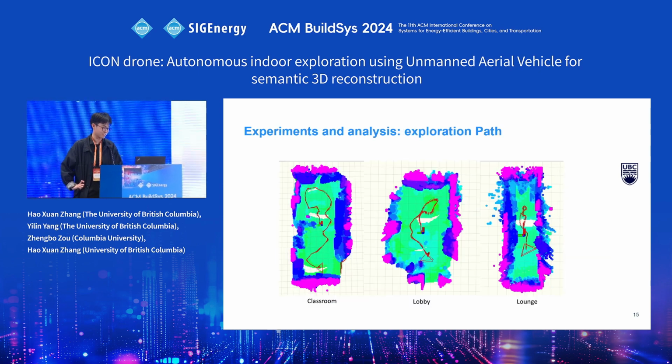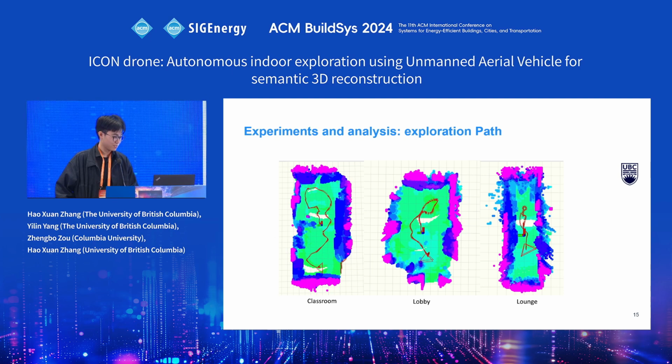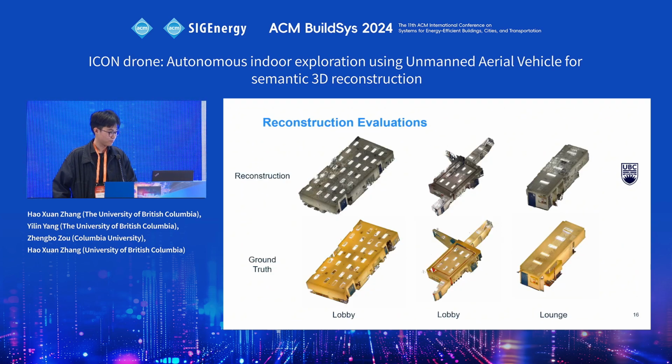Here we get to the analysis, which we did in 3 different scenes: a classroom, a lobby area, and also a student lounge. Here is the exploration path of the drones, and the reconstruction results, and below is the ground truth we collected using a really expensive terrestrial LiDAR scanner. Qualitatively, when we compare them, they look quite similar. The reconstruction results are not too bad.